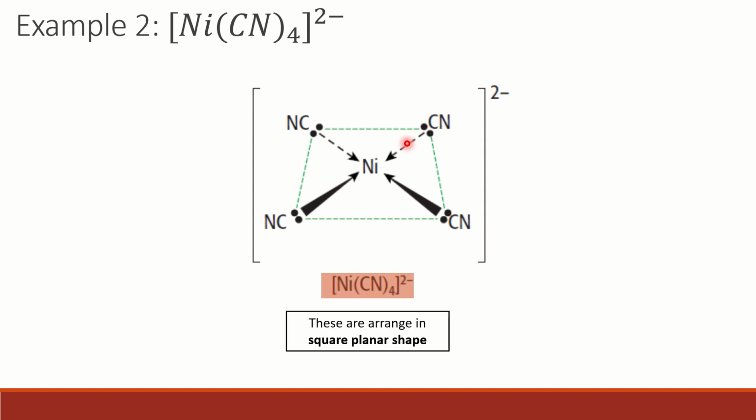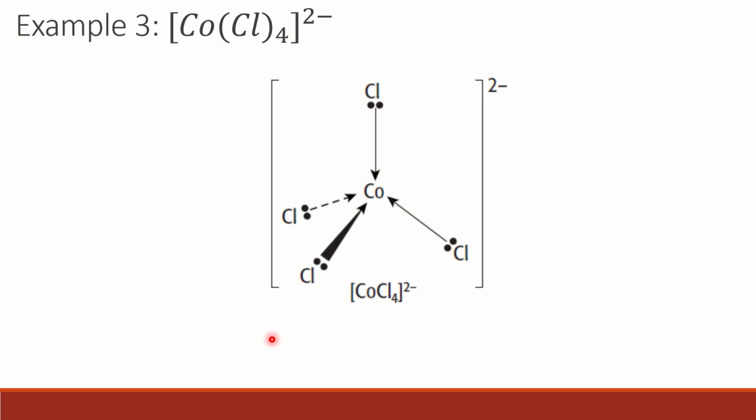And here, if you have all 4 ligands on each corner, you call this shape a square planar. It's like a paper. Imagine you are holding a paper horizontally. Each corner has a ligand. That is what you call the shape a square planar. Now, moving on to the next one.